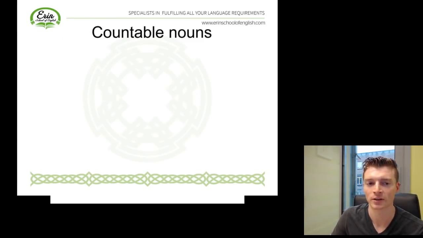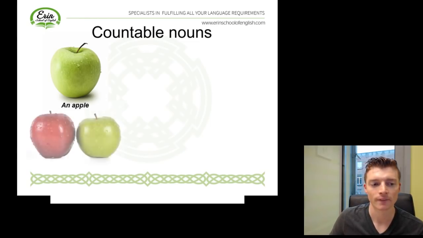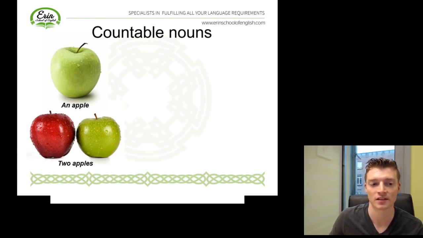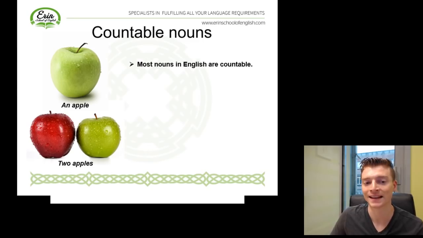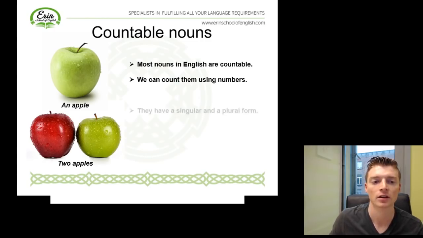First, we've got countable nouns. So have a look. What do you see? This object is an apple. What about now? 2 apples. So apple, of course, is an example of a countable noun. Most nouns in the English language are countable. And what this means, we can count them using numbers. For example, 2 apples, 3 apples, etc.